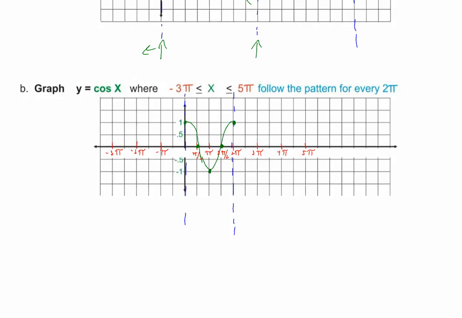Now you have to reproduce that for the next 2 pi. And for the next 2 pi, you only go halfway, right? We stop at 5. So you just repeat it, and you repeat it backwards. 2 pi, and halfway backwards in that second increment, because we stop at negative 3 pi. So you're just repeating the pattern.